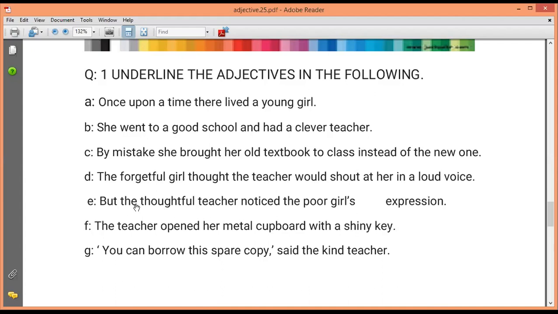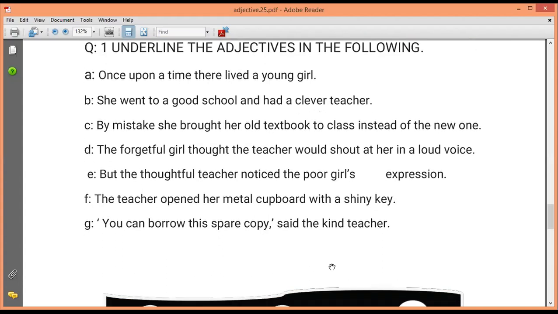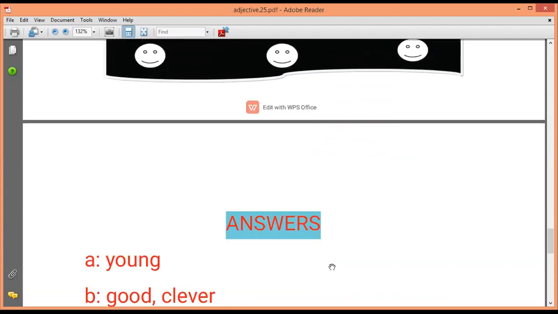Now in the next sentence, but the thoughtful teacher noticed the poor girl's expression. Now you have to underline adjective by yourself. The teacher opened her metal cupboard with a shiny key. There are two adjectives in this sentence. There are two adjectives in part E too. You can borrow this spare copy, said the kind teacher. Hope you people have done it. Now tally your answers with the answer key.